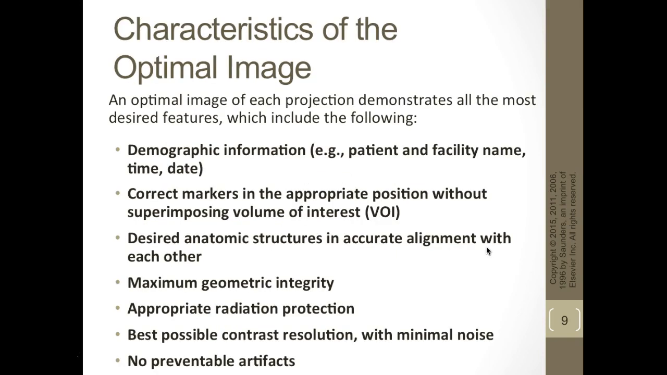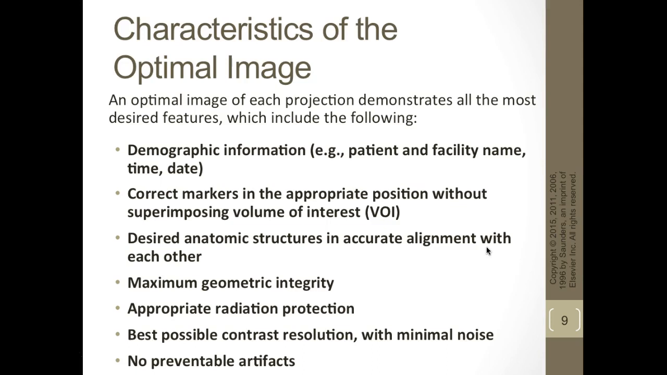Looking here, an optimal image of each projection demonstrates all of the most desired features, which include what we need to have on every film. So the demographics of the patient: the patient, facility name, the time, the date, the marker. The marker has to be on the film, so it needs to be out of the VOI, which is the volume of interest. So if we're doing a chest x-ray, you can't have a marker in the lung. It's just not okay. If you're doing a wrist, it can't be in the wrist.